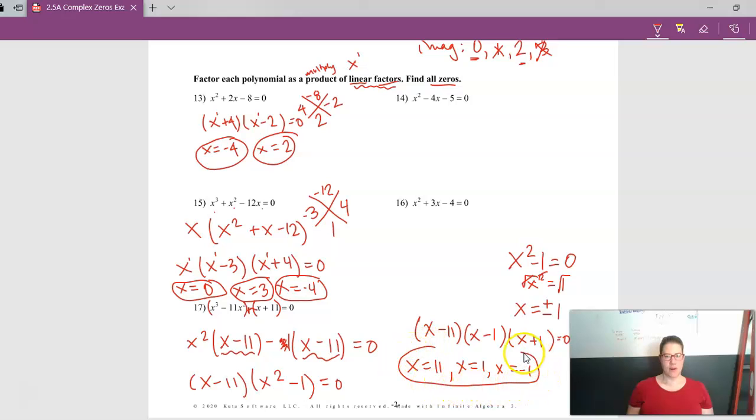Okay, so if it's asking you to write it as a product of linear factors, it's asking you to write it out as all those x factors multiplied together, each of them being to the first degree. When it's asking you to find the zeros, it's asking you to set them equal to 0 and solve for x. So we're going to do one more example.